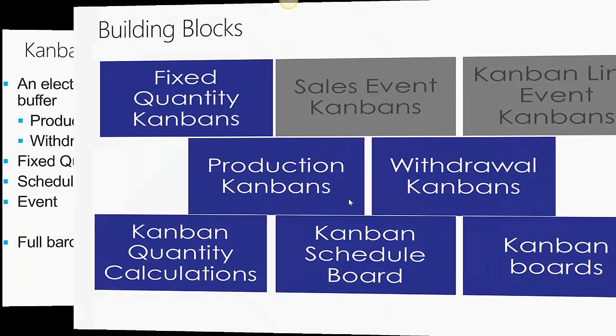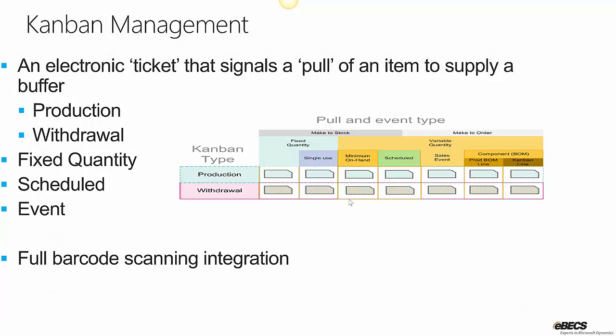So I keep talking about these things called Kanbans. What are they? I think most of the people on this call, if you signed up for a lean manufacturing webinar, understand what a Kanban pull signal is. But how do they translate to AX?